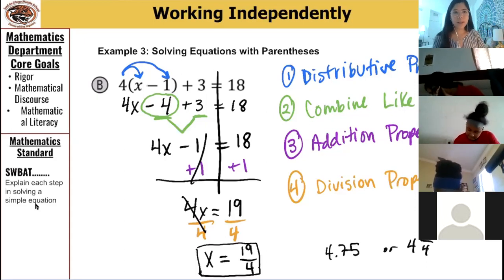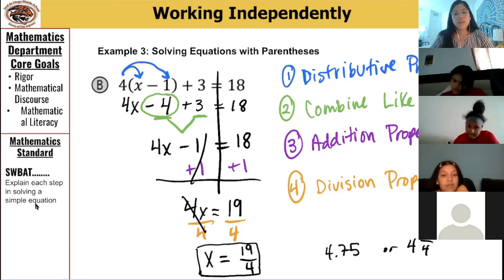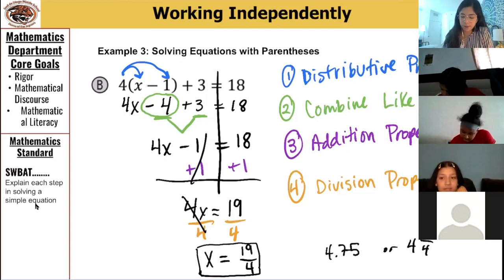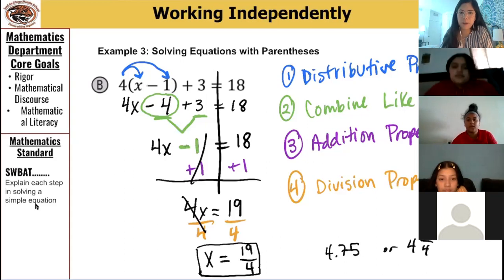Miss Lopez, in the third step where it says 4x minus 1, why did you put a 1 there? Why did I put a 1? That's where I'm combining like terms. That's what I get with -4 plus 3. So -4 plus 3 gave me -1. That's where that came from.